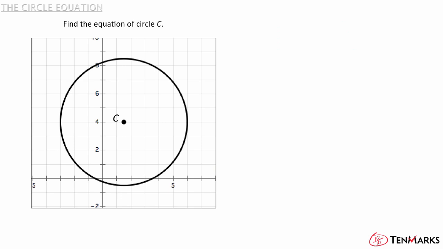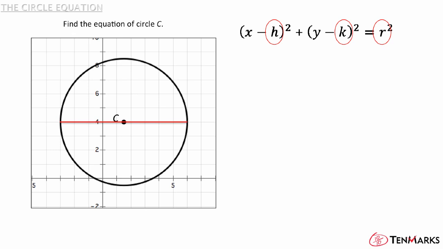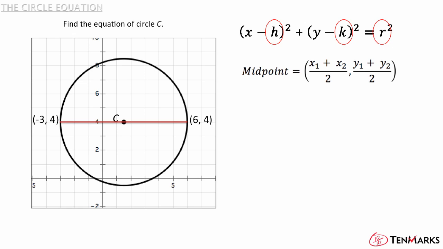Start off by writing the equation of a circle in standard form. Your job is to find the values of h, k, and r. Notice that the center point of the circle lies somewhere between the x values of 1 and 2. To find the exact x value, you can use the midpoint formula. The circle's diameter has endpoints on the circle at (-3, 4) and (6, 4). The midpoint formula tells you to find the new coordinate by taking half the sum of the x values and half the sum of the y values.